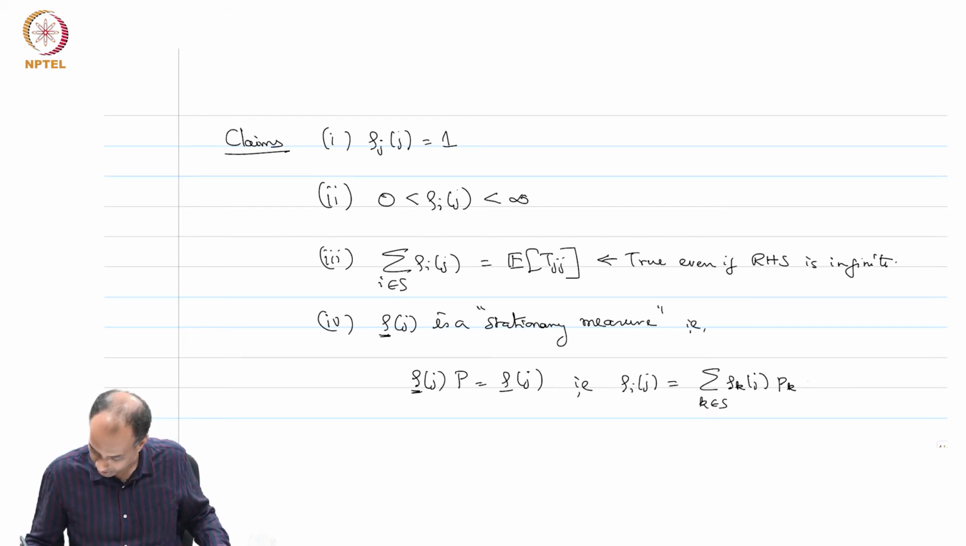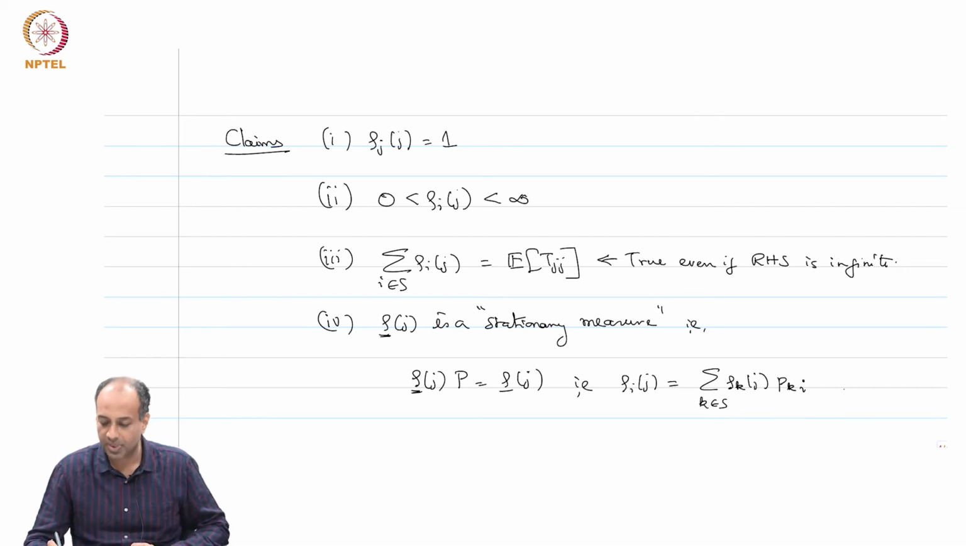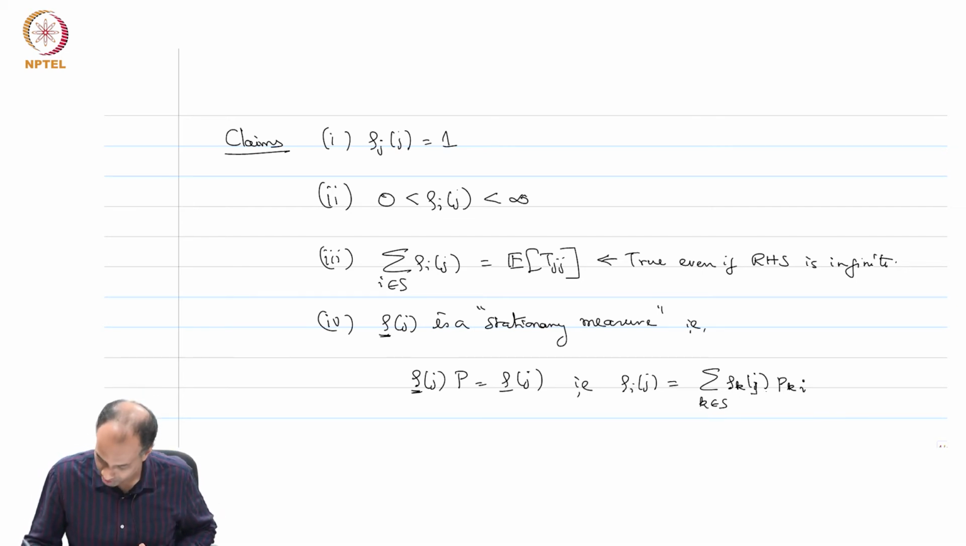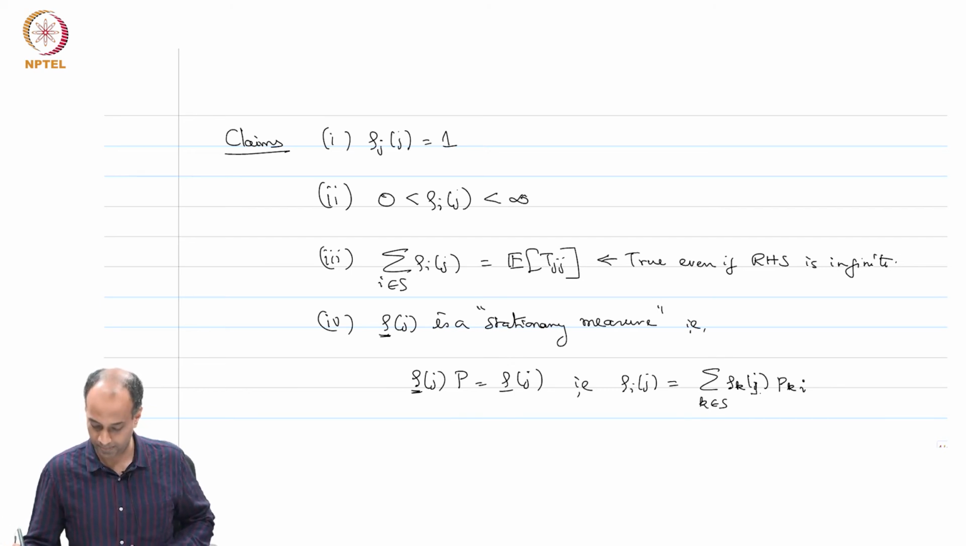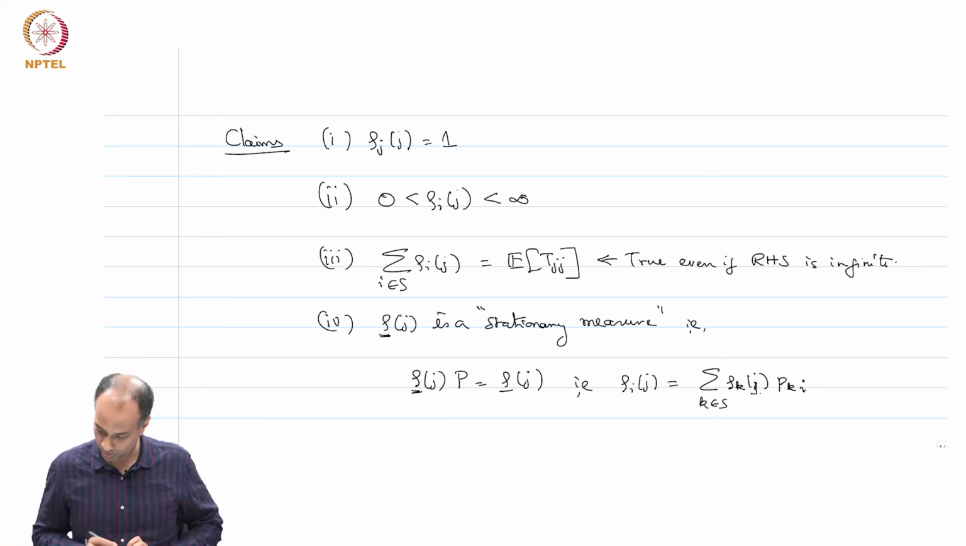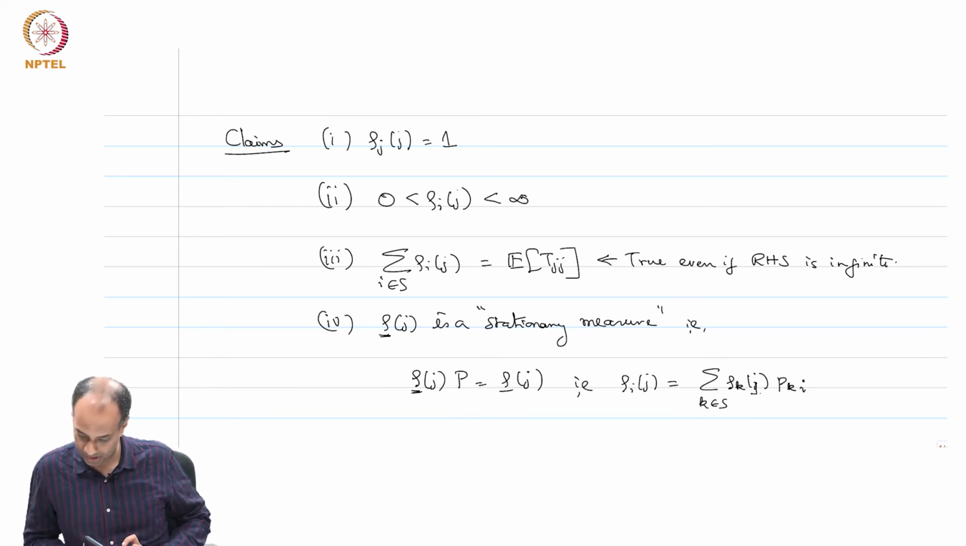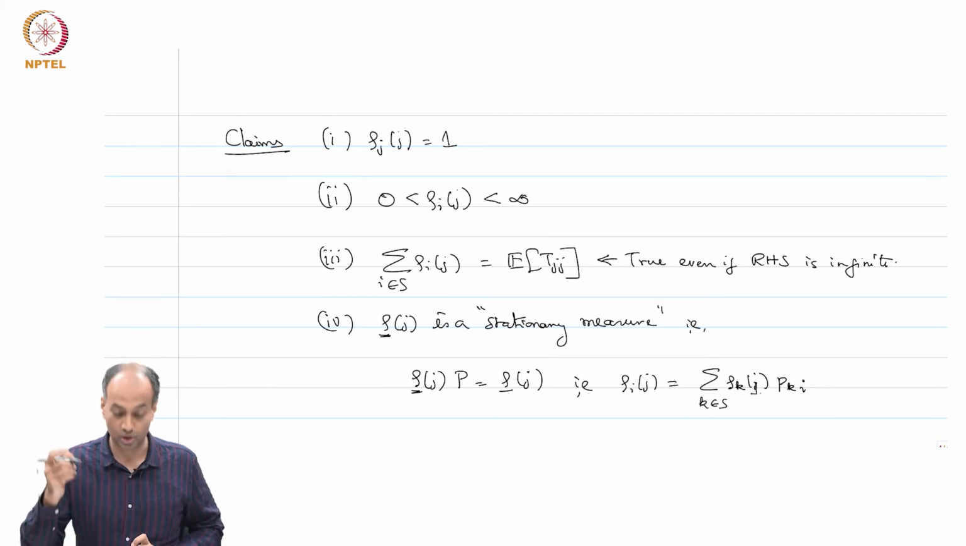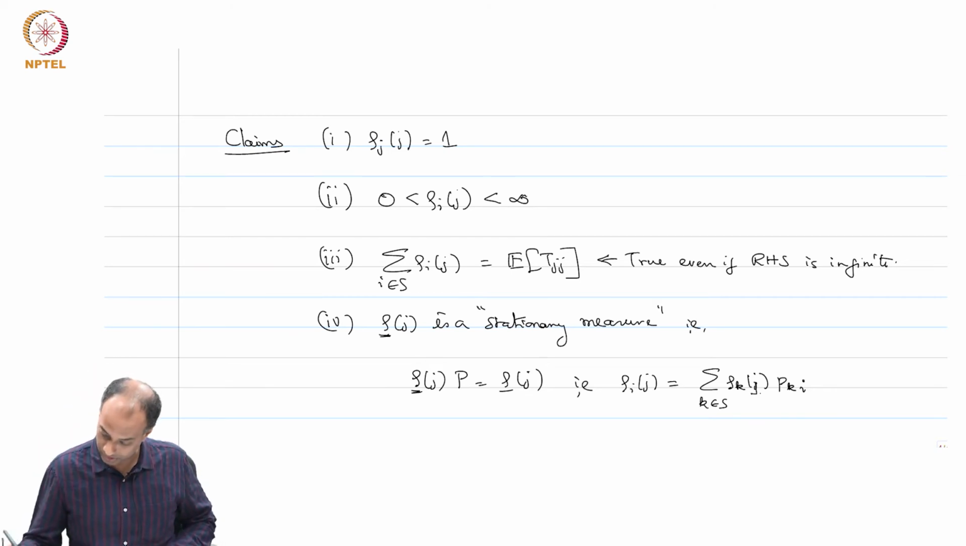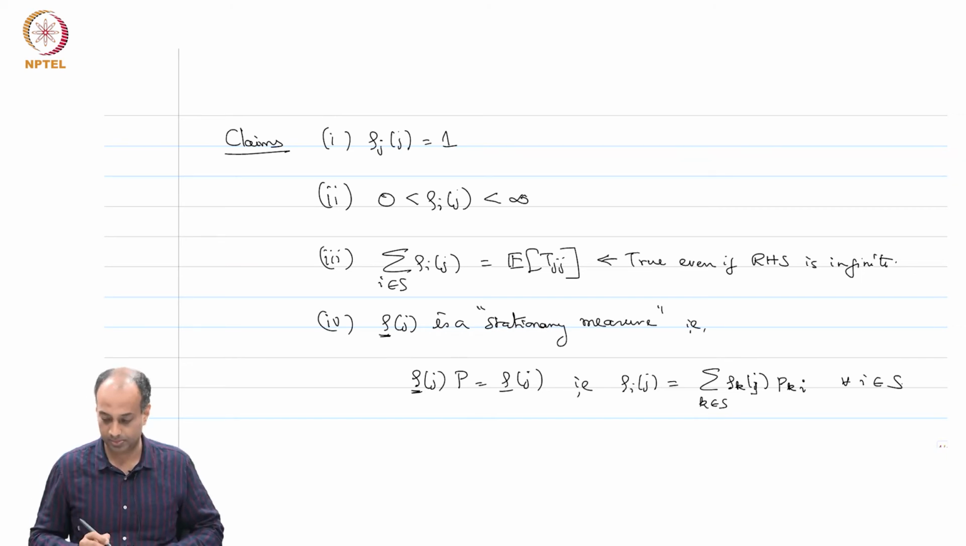Sorry, rho_i, I am sorry, rho_k of j p_ki, okay. This is true for this stationary measure, so this rho_j vector, okay. This is true for all i in S, okay.